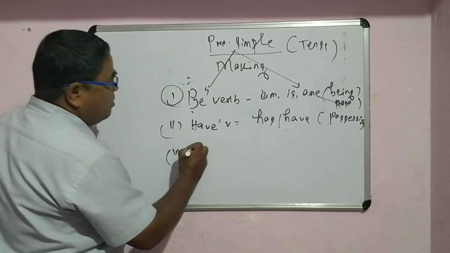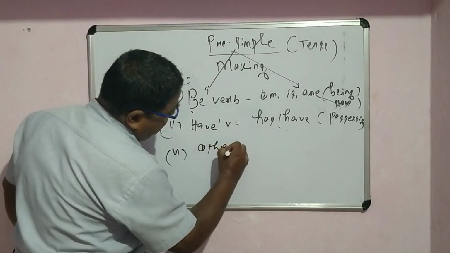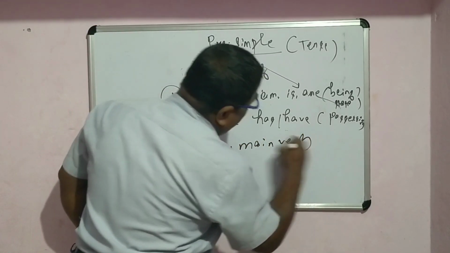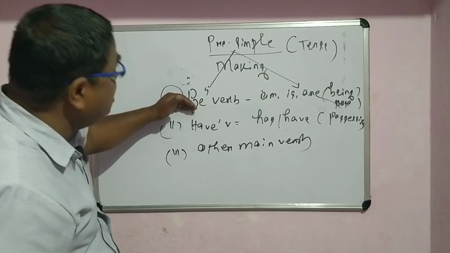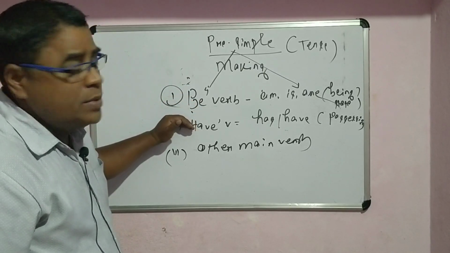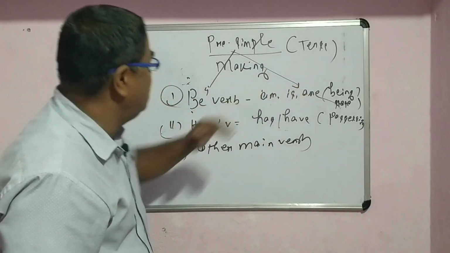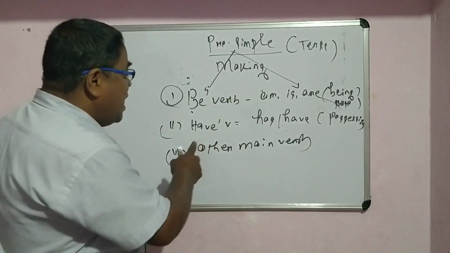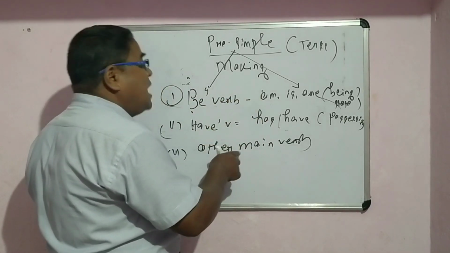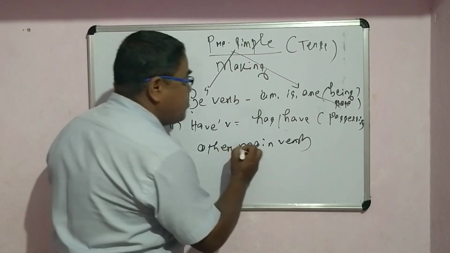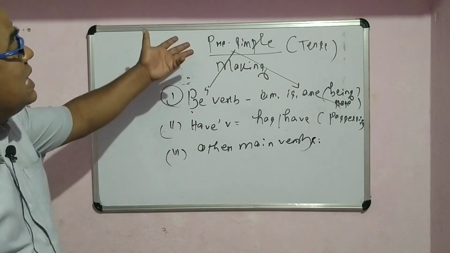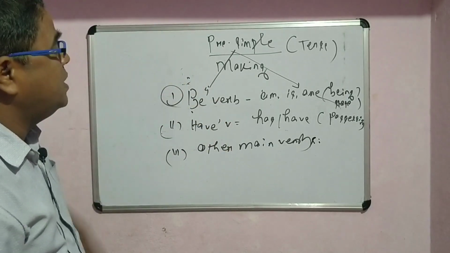Apart from be verb and have verb, we have a third form of a present simple. What is the third form? That means other main verbs. Remember, what is other main verb? Other main verb means besides your be verb and have verb. Be verb means is, are. Have verb means has, have. Apart from be verb and have verb, we have got another important form of the present simple that comes under other main verbs. Other main verb means lots and lakhs of other main verbs are there.